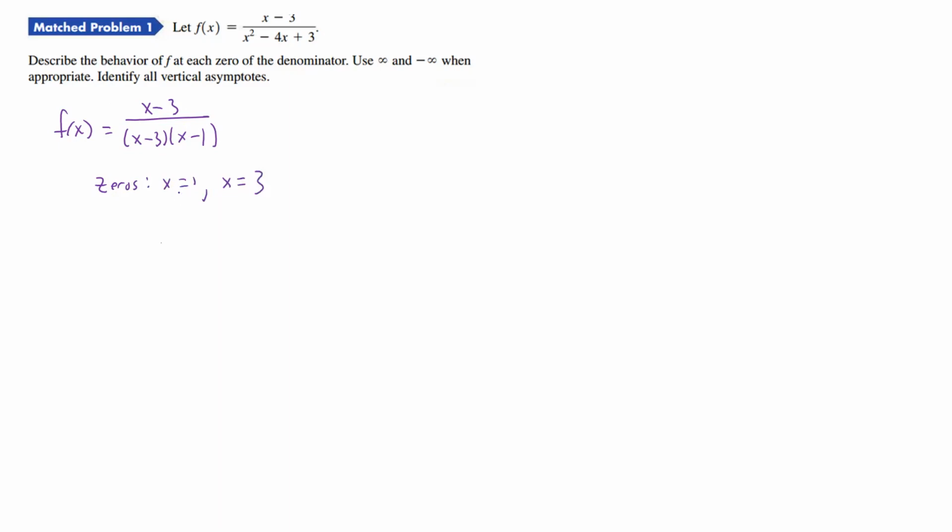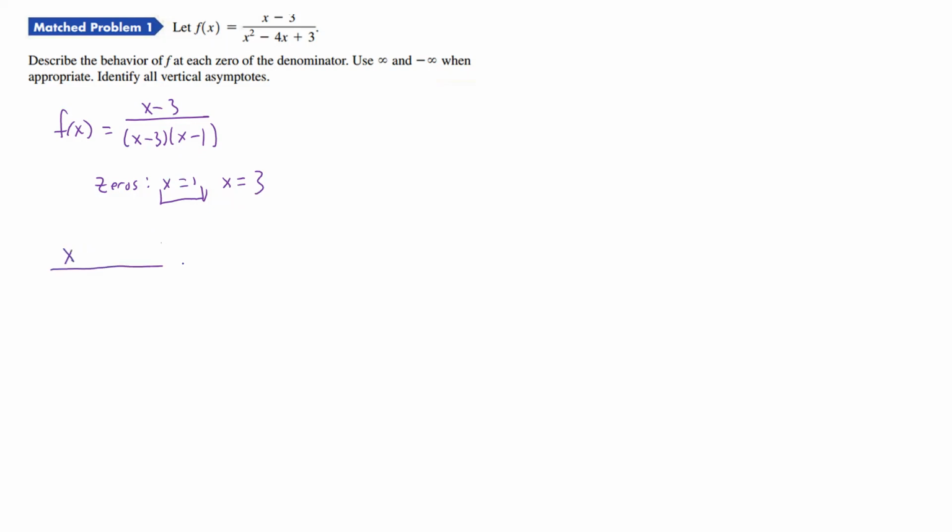All right, and so where we're going to have a vertical asymptote is where, if we plug the value in, the numerator doesn't equal 0. So if we plug in a 1, that's going to give us a minus 2. So that means we probably have a vertical asymptote there. But if we plug in a 3, that's going to give us 0, and that's not going to give us a vertical asymptote.